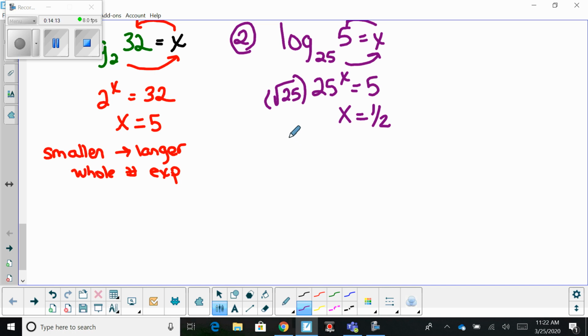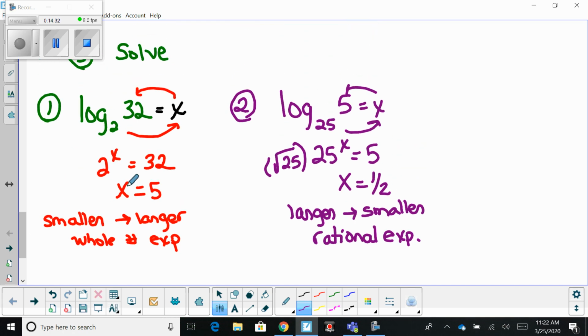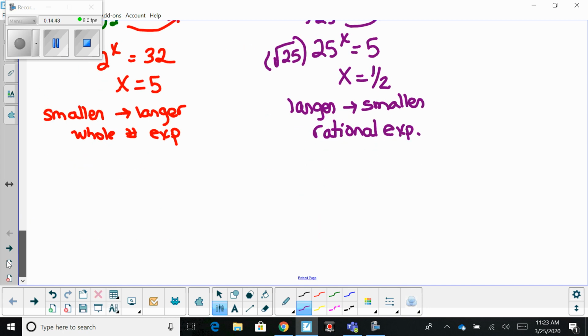So like here, I've got the larger number 25 becoming a smaller number 5. So that is going to be some type of rational exponent. Rational is just a fancy word for a fraction. All right, so to review, a smaller number becoming larger, I've got a whole number exponent. A larger number becoming smaller, I have a fractional exponent.